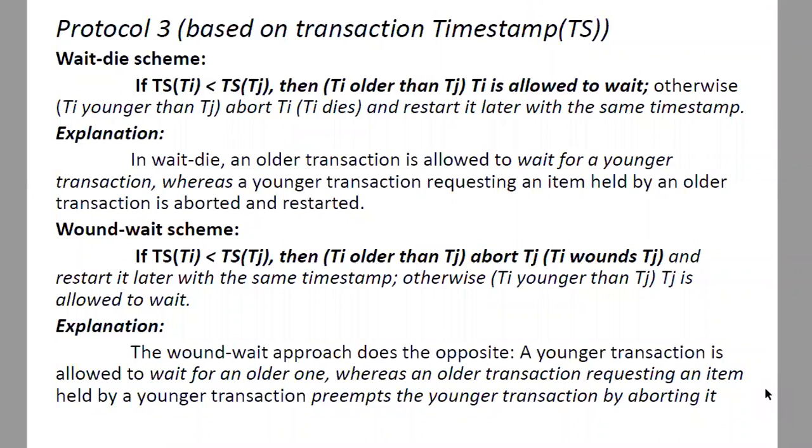So here we are talking about two transactions, one older and one younger, where one is waiting for the other. In this case we have to decide which one is allowed to wait and which one is allowed to die or abort. Based on this protocol, a particular transaction will either wait or be aborted. You can apply this protocol to prevent deadlock.